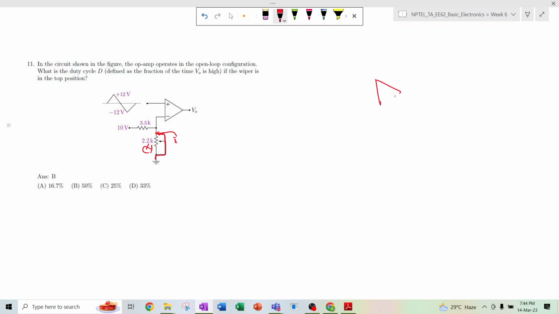So I am drawing the circuit again. Now the equivalent circuit will be, and here the input is plus 12 volt, minus 12 volt.